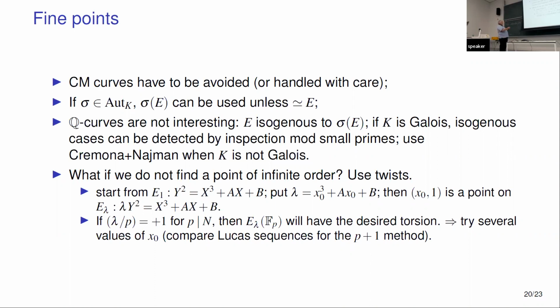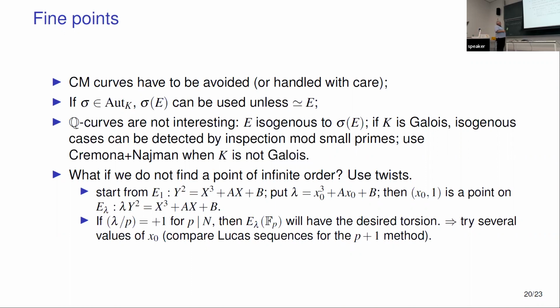Isogenous curves occur, because if I'm looking over quadratic fields, this is a good way to build two curves, since they are all defined over polyquadratic fields. So if I'm not very cautious, I will hit isogenous curves, and it's stupid to use two isogenous curves in ECM. You lose your time. And you can detect them. If K is Galois, it's not difficult. And in the non-Galois case, you use this lengthy paper by John and Nashman, an algorithm to discover isogenous curves.